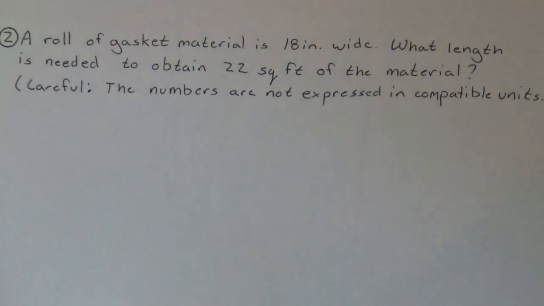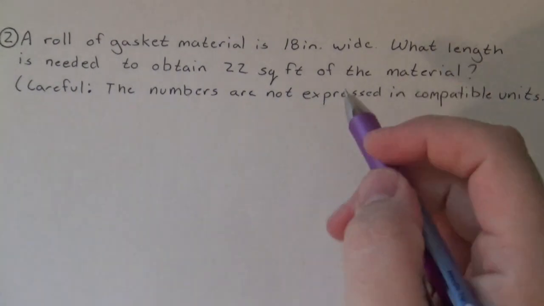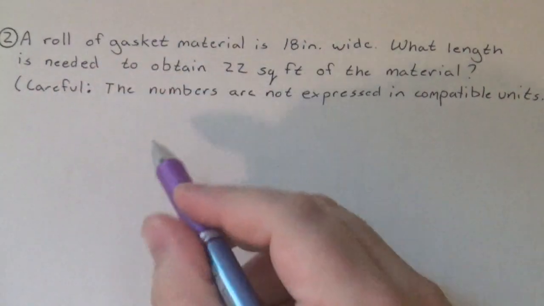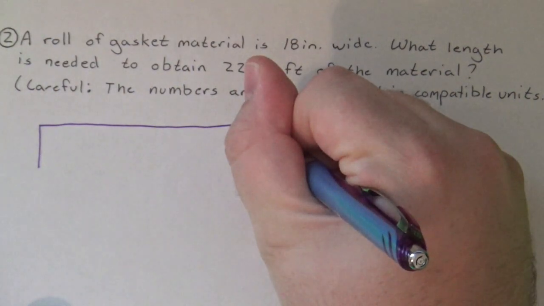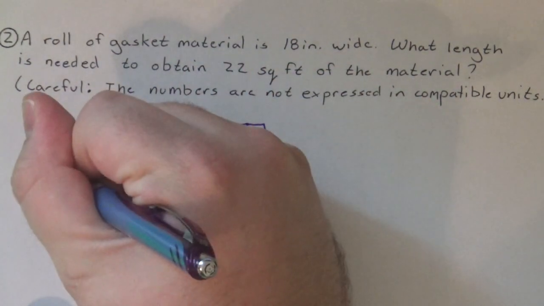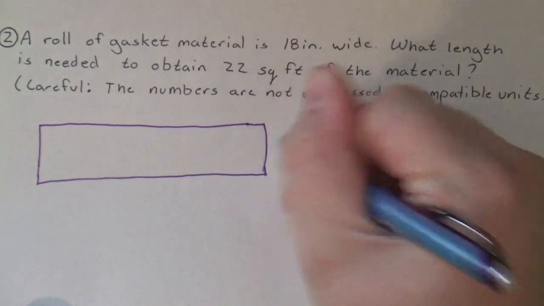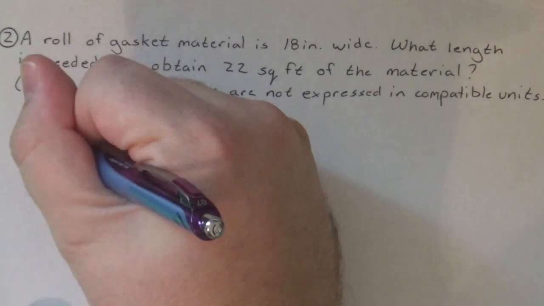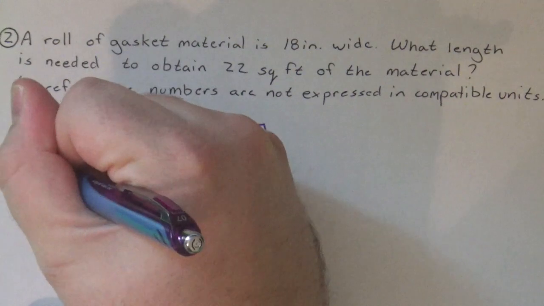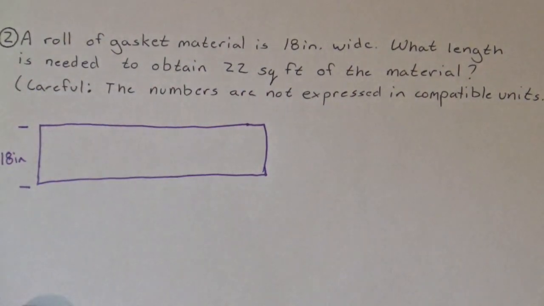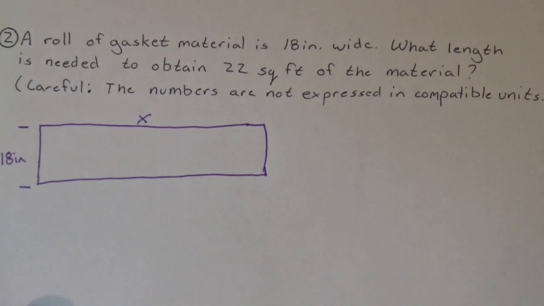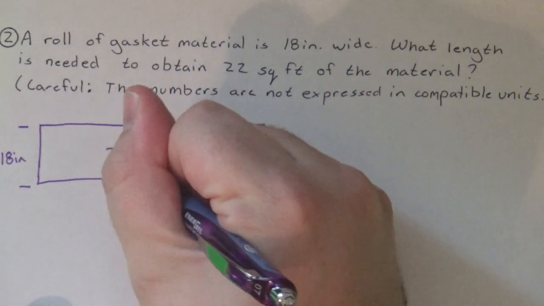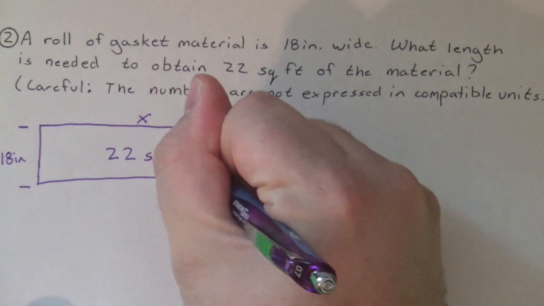All right, so let's go back to the dot cam and start showing you this on paper. So this is what we have. I'm just going to draw this out. We have this giant paper towel roll that has been unrolled, and we have made this long rectangle. And this is what we know. I know that this side is 18 inches. What I'm trying to find out is how long this side is, because I know that the area on the inside is 22 square feet.